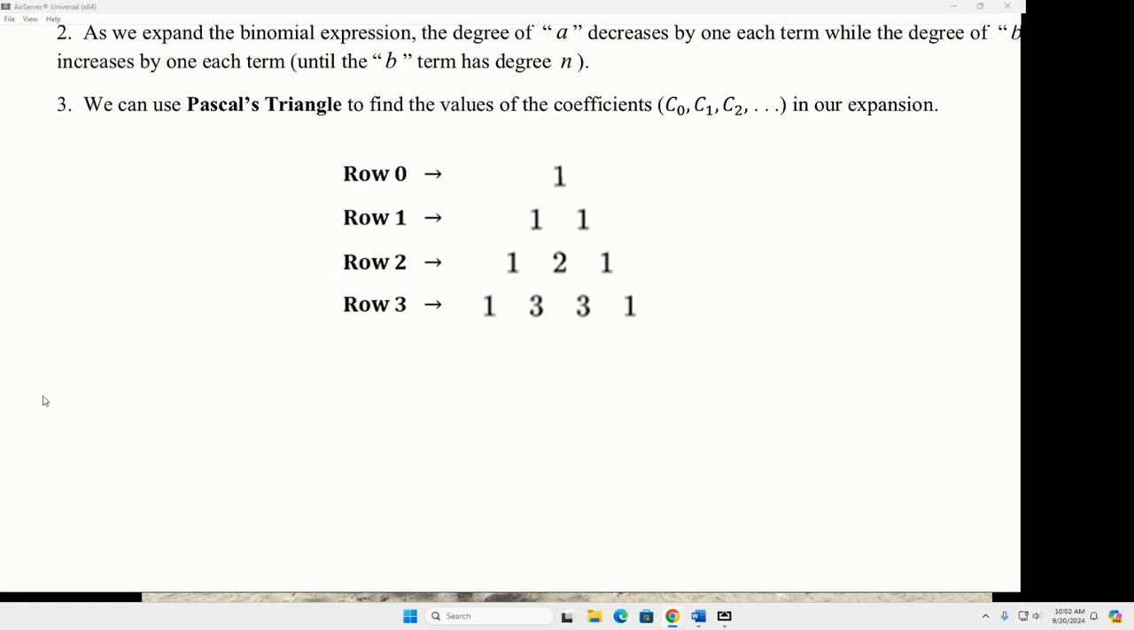Pascal is the purple guy back there. He lived, I have no idea, is it the 1600s? He lived in the 1600s. He's a genius. Someone in my last class doesn't like him, but I think he's a genius.